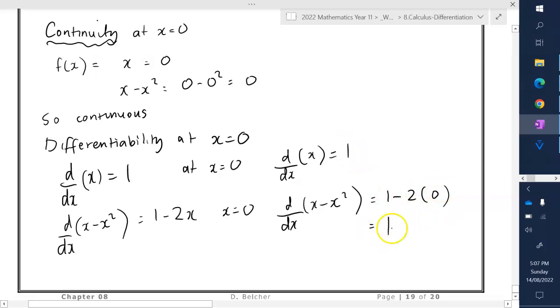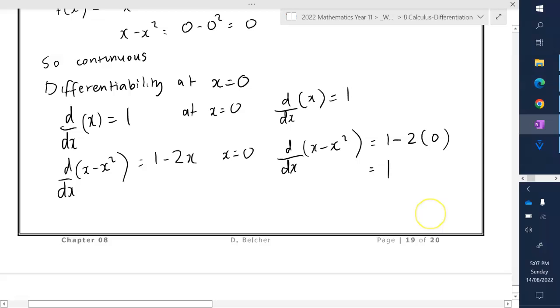So these values are the same, which tells me that at that point x equals 0, it is a smooth curve. The gradient of a tangent drawn there has the same value at that point for both of my functions, so it is differentiable at that point. I'm going to write that down.